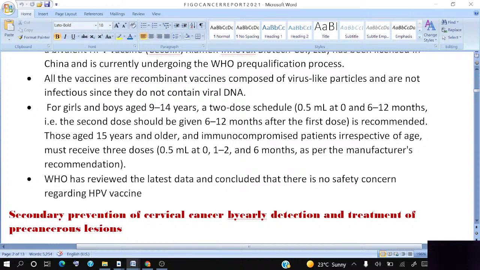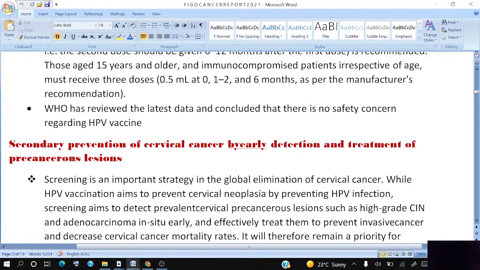For girls and boys aged 9 to 14, a 2-dose schedule is used, giving 0.5 ml at 0 and 6 months, with the second dose given 6 to 12 months after the first. For those aged 15 or older, and for immunocompromised patients regardless of age, 3 doses must be given, 0.5 ml at 0, 1 to 2, and 6 months, as part of the manufacturer's recommendation.